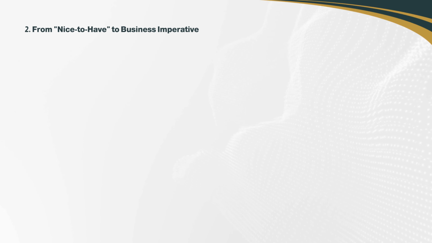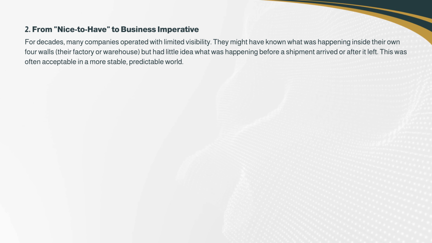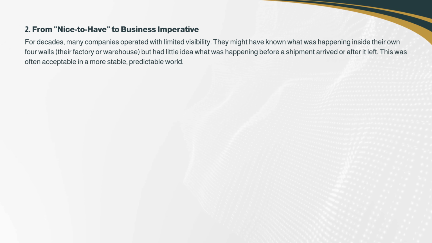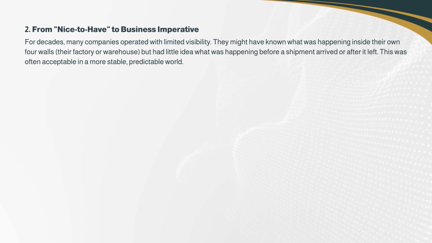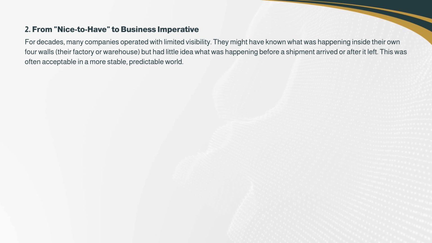2. From nice-to-have to business imperative. For decades, many companies operated with limited visibility. They might have known what was happening inside their own four walls, their factory or warehouse, but had little idea what was happening before a shipment arrived or after it left. This was often acceptable in a more stable, predictable world.